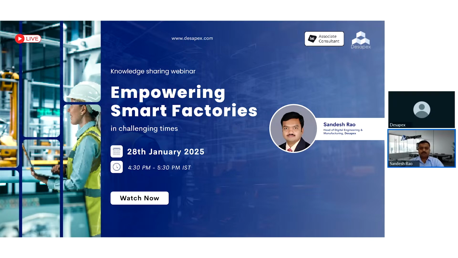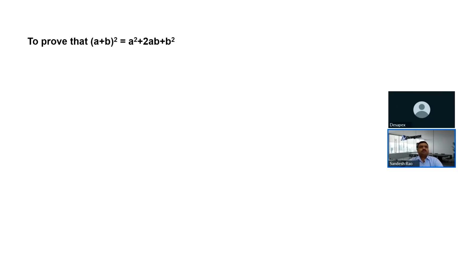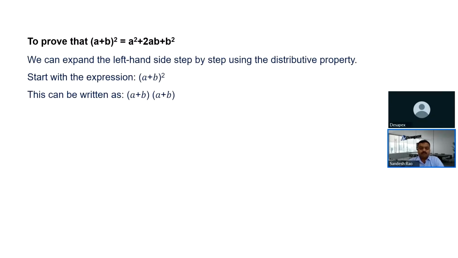A short refresher of our own memories from the school days. I think almost every one of us has learned this formula: (a + b) whole square is equal to a square plus 2ab plus b square. And we were asked to derive it with different methods.